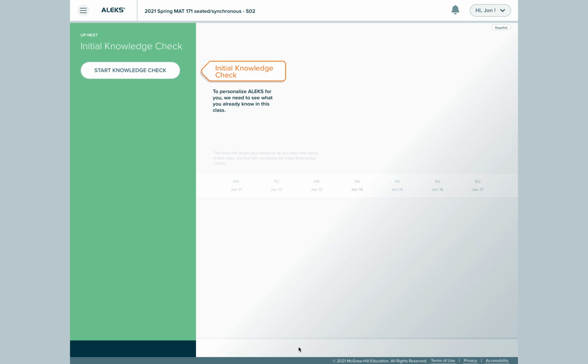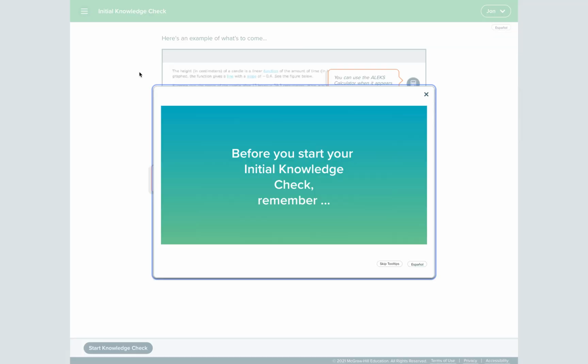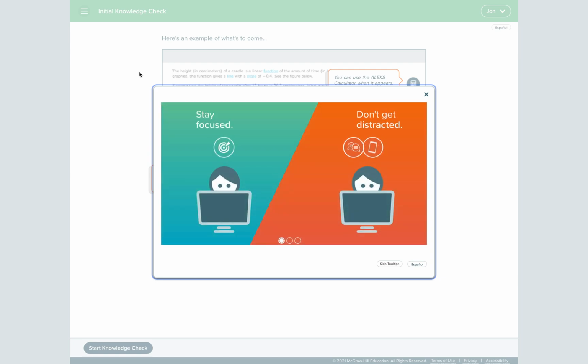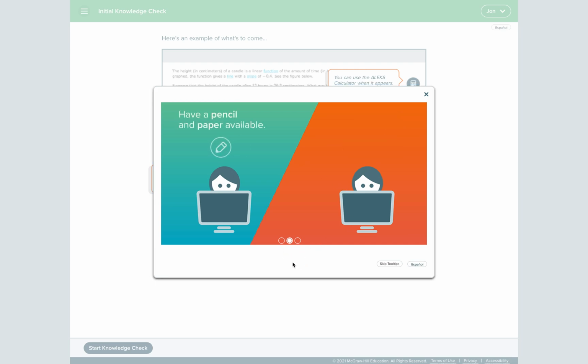You're not supposed to do well on it, especially if you're taking pre-calculus for the first time. Again, not for a grade, but you have to go through it before you can start on the homework. And there will be about 30 questions.